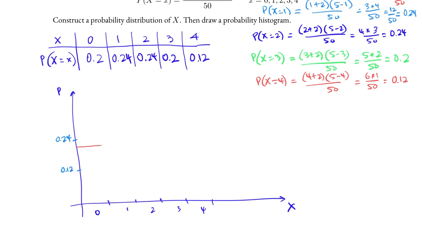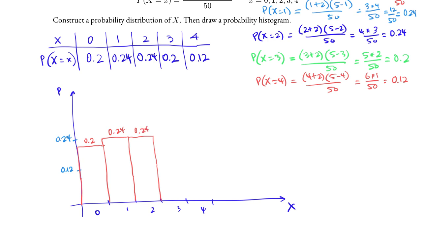And so we only go up to 0.2 and we draw a rectangle with the width of 1 and the height of 0.2. For the second rectangle, when x equals 1, the height or the probability this time is 0.24. And again, the width is 1. So they should have the same width here, 0.24. For the value of x equal 2, the probability is also 0.24. So we would draw another rectangle with the same height, 0.24.